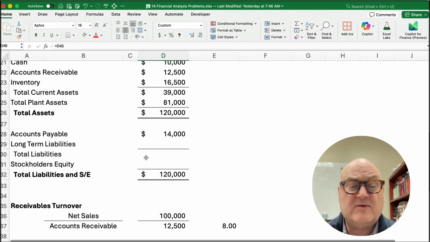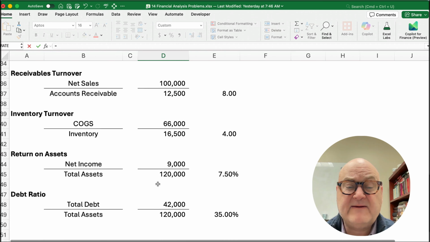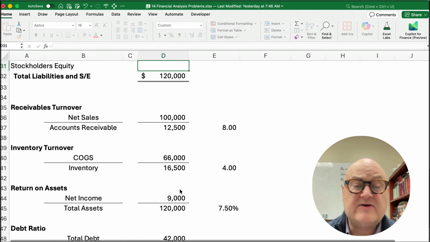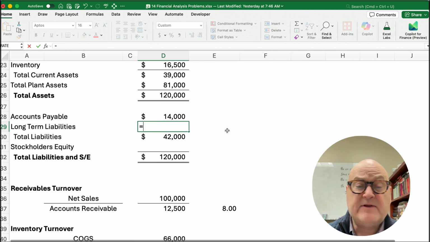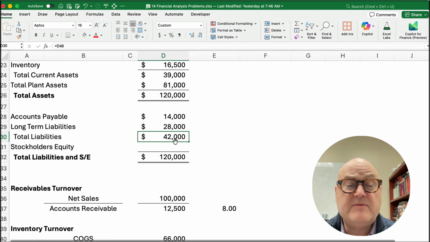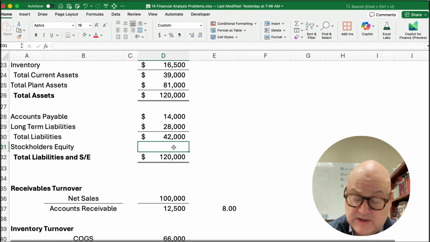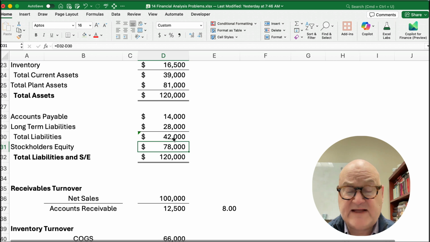Now where does that go? Our total liabilities and total debt are the same thing, so $42,000 is our total debt. That means we know our long-term liabilities would be 42 minus 14. Our long-term debt is going to be 28. We're only missing one thing. If we know our total is 120 and our liabilities are 42, we take 120 minus the 42. We must have stockholders' equity of 78,000.